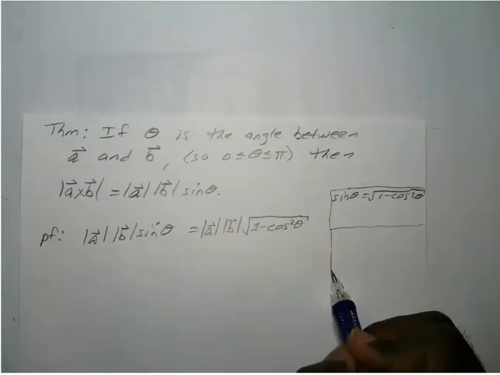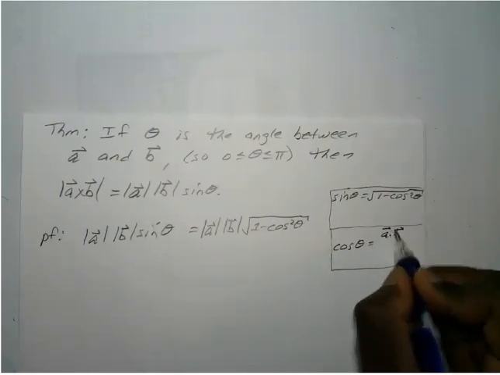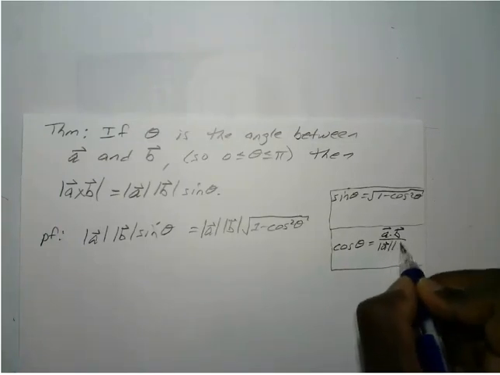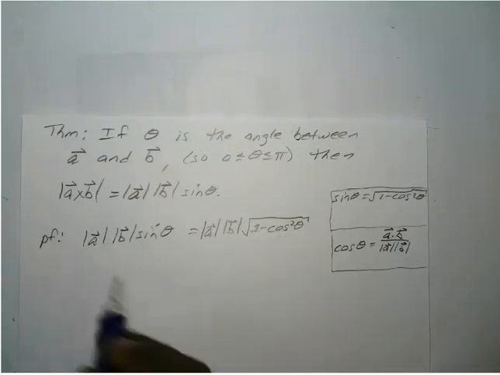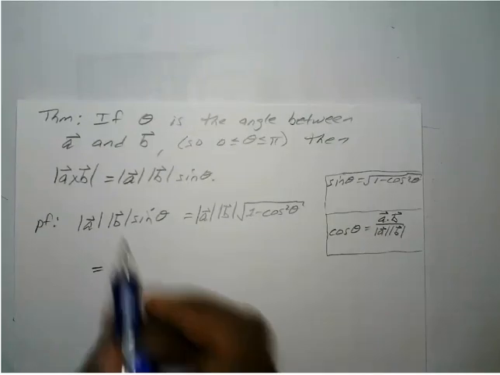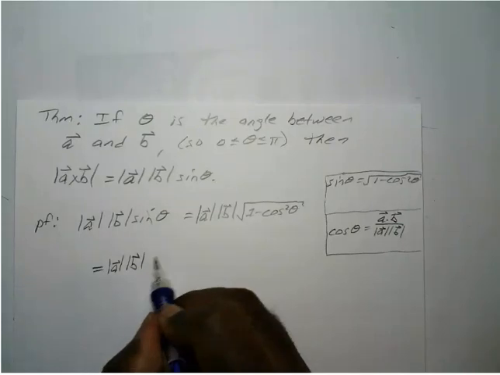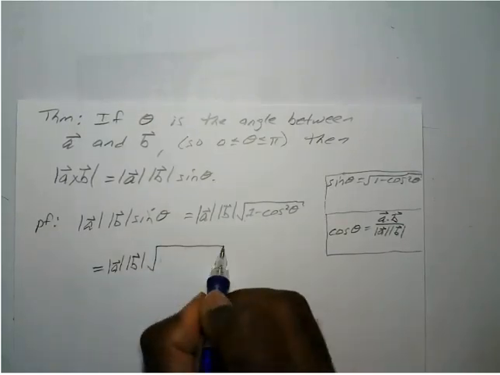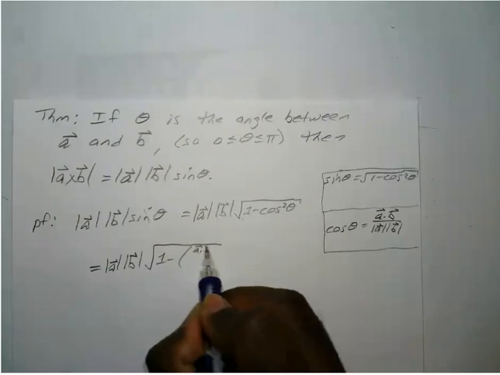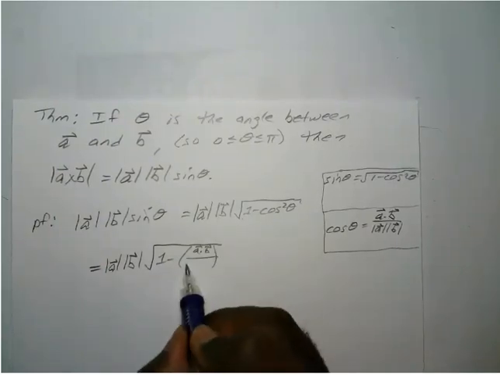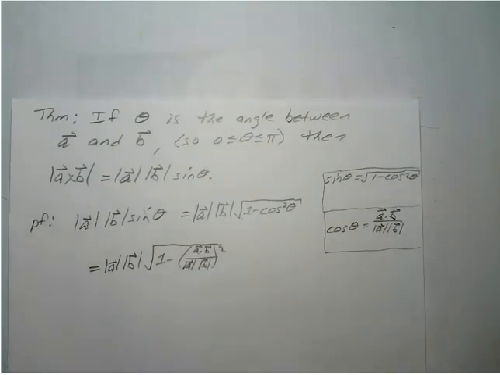Okay, so we also know that cosine of theta is equal to the dot product of A and B all over the magnitude of the A vector times the magnitude of the B vector. So we can just go ahead and replace that there. I'm going to move this over a little. Okay, so the magnitude of A times the magnitude of B times the square root of 1 minus the dot product of A and B vector divided by the magnitude of A times the magnitude of B, and that whole thing is squared.